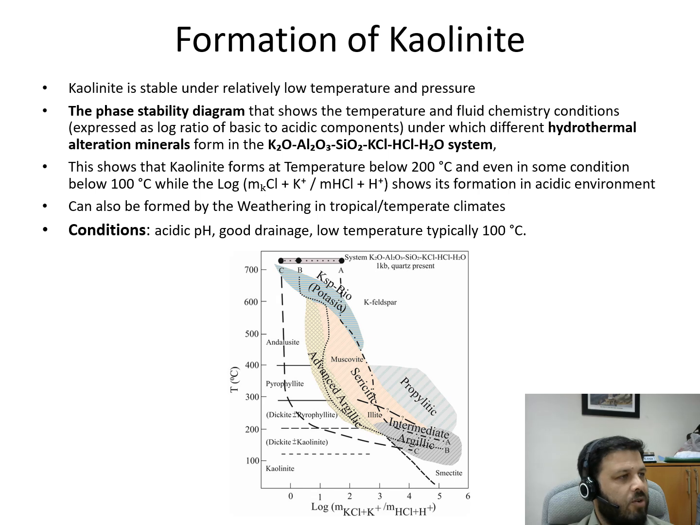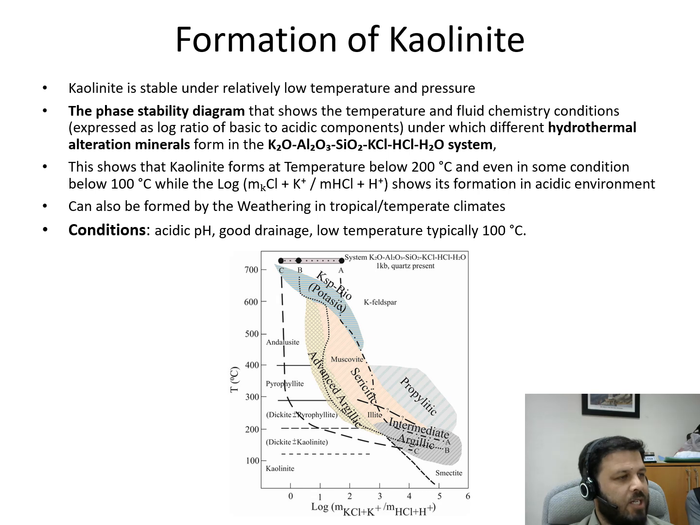Regarding formation, kaolinite is generally stable under relatively low temperature and pressure conditions. Below, I have shown the phase stability diagram for the different minerals, wherein kaolinite seems to be formed under relatively low temperature, below 200 degrees Celsius and even sometimes below 100 degrees Celsius as well.